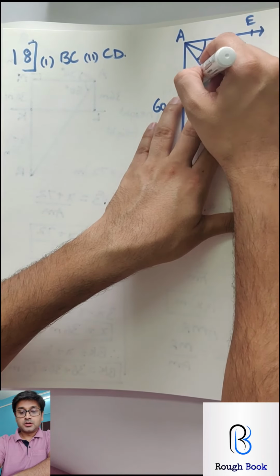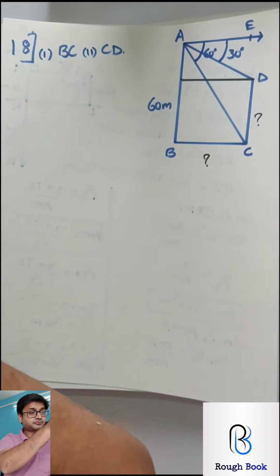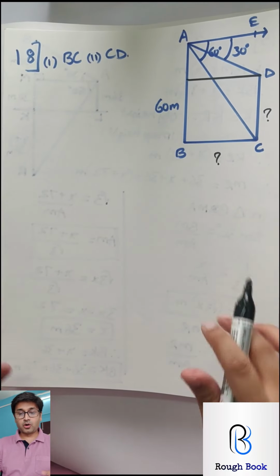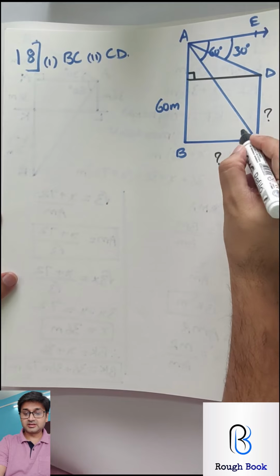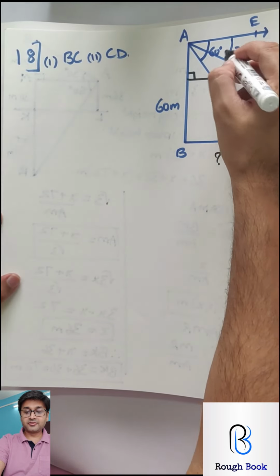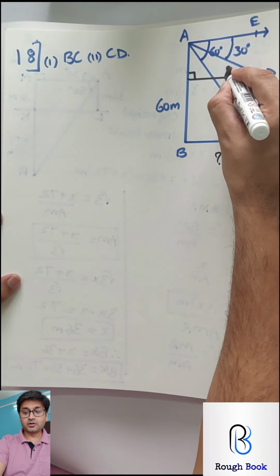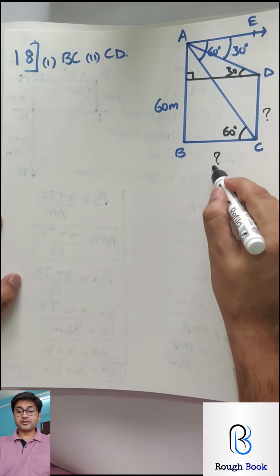Okay. So once you draw this, use your alternate angles. So if this is 60, this will be 60, and if this is 30, this will be 30. That is the alternate angles. Your target is to find these two.